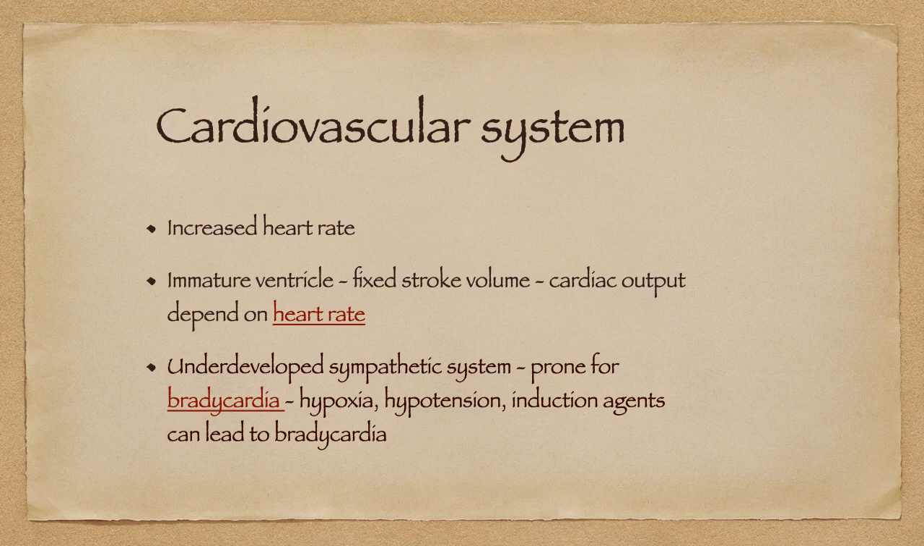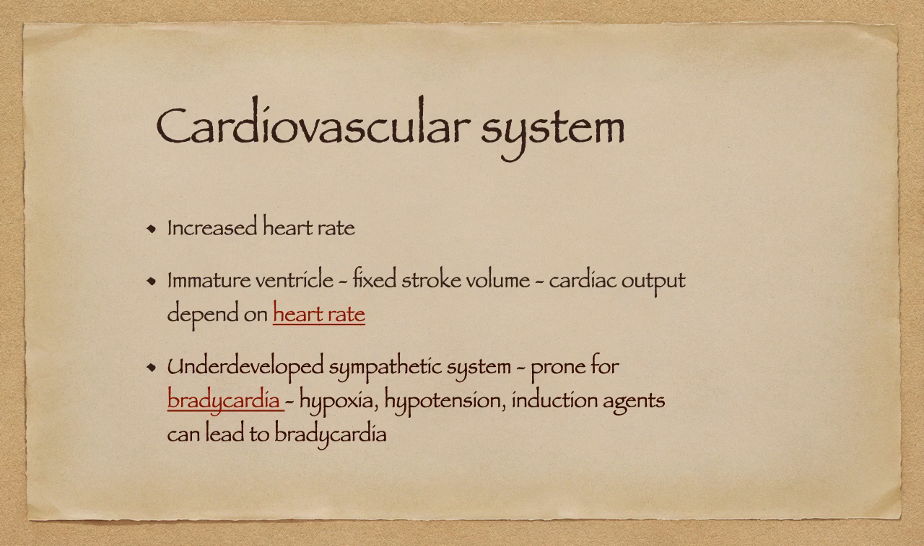So what are the cardiovascular system changes? There will be increased heart rate, immature ventricle, which will lead to fixed stroke volume. So what happens is cardiac output depends on the heart rate. So what is cardiac output? Cardiac output equals stroke volume times heart rate. Since stroke volume is fixed, if any demand arises, the cardiac output should be maintained by increasing the heart rate. So they are heart rate dependent.